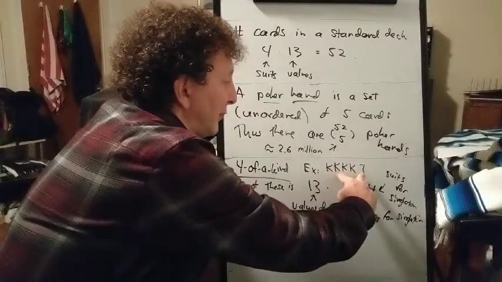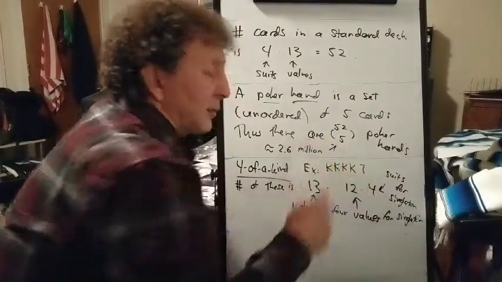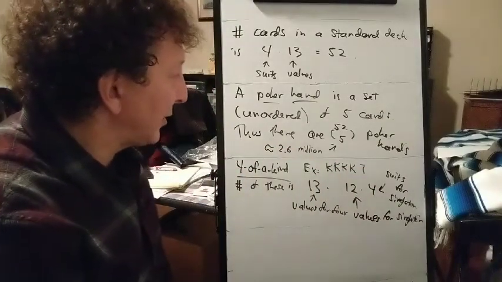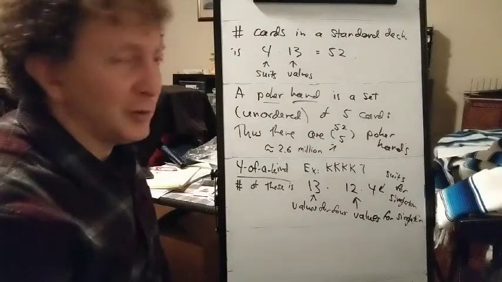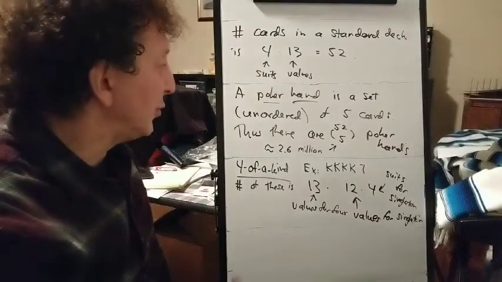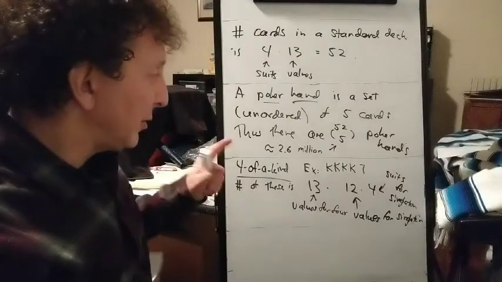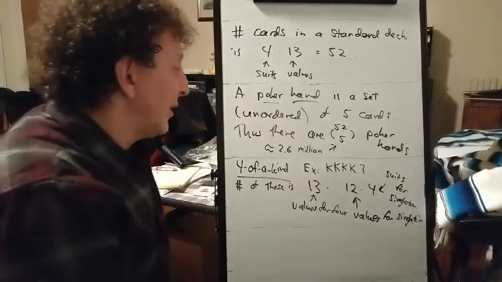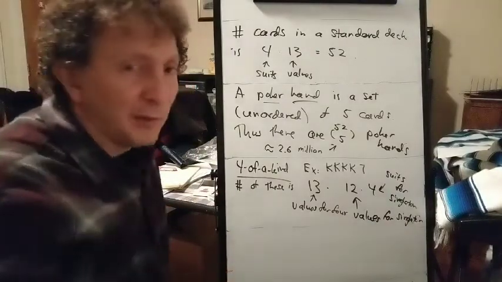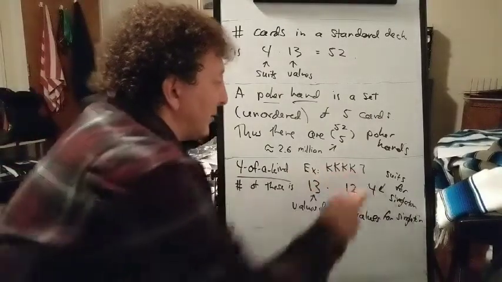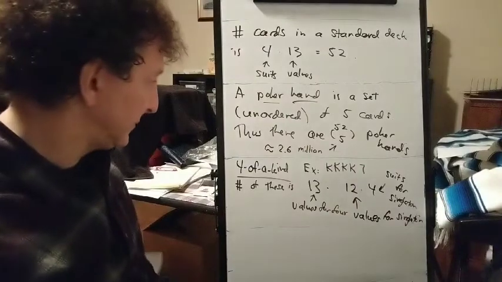Now we've got 2 values here, king and 7, or any other 2 values. So you might think that we should start our counting with 13 choose 2, 13 choose 2 ways of choosing those 2 values. But we don't use 13 choose 2 because the first value and the second value have 2 different jobs. One of them is going to be the 4 of a kind, and one of them is going to be the 1 of a kind.